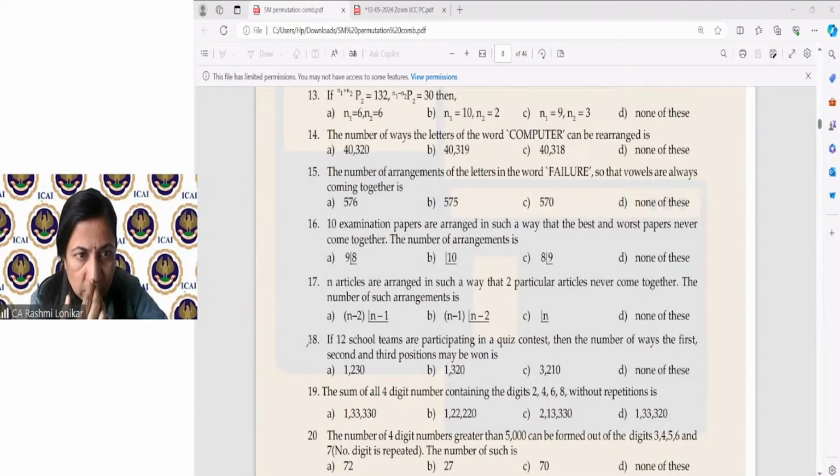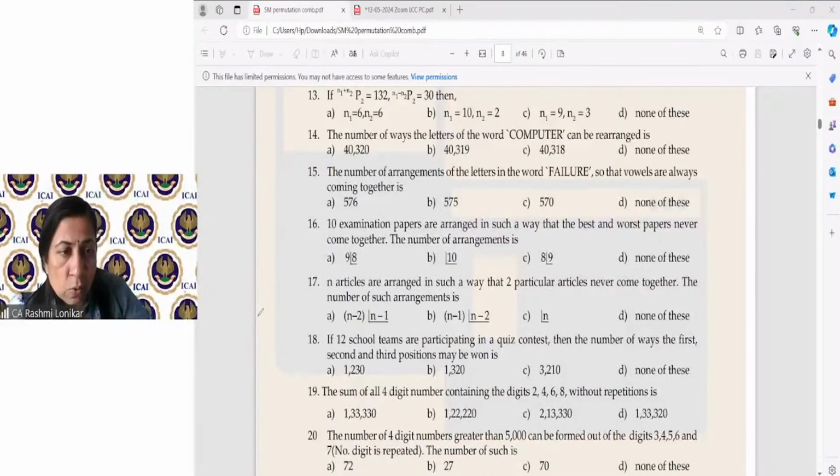Aisha, 18th. If school teams participated in a quiz, then the number of ways in which the first, second, third positions can be filled you can write as 12P3, which is 12 factorial over 12 minus 3, that is 9 factorial. So this will be equal to 12 into 11 into 10.